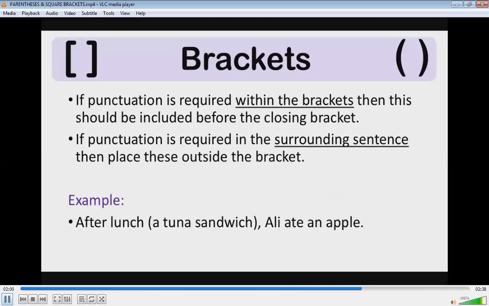For example, after lunch (a tuna sandwich), Ali ate an apple. Look at that comma, it's outside. Yes? Or after here, the brackets we have. The comma belongs to the surrounding sentence. Therefore, after closing the bracket, we place the comma to show this.